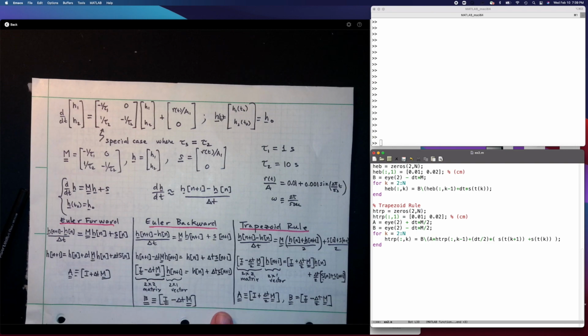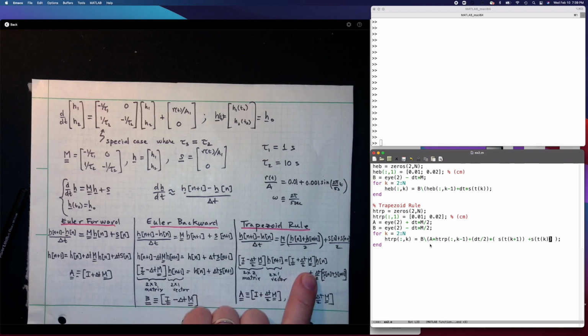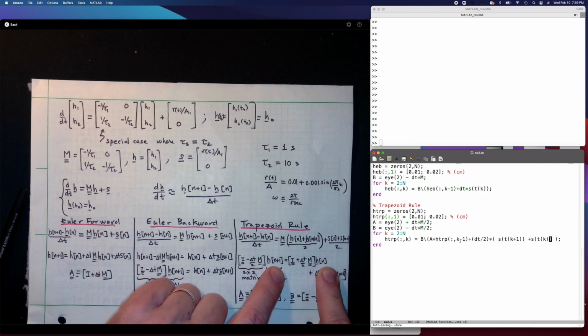So the trapezoid is a matrix. B has to be solved, inverted. So I do the backslash. You could think of the backslash dividing through by B. But of course it has to be divided from the left because they're matrices and they don't commute. The order of multiplication is not the same. And then on the inside I have this A over here multiplying this term, which is at time n, which is 1 less than on this side. So k minus 1 here, k on this side.